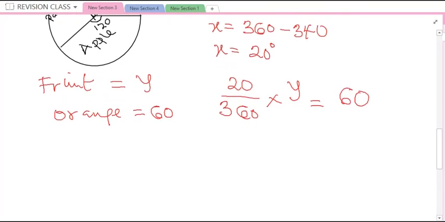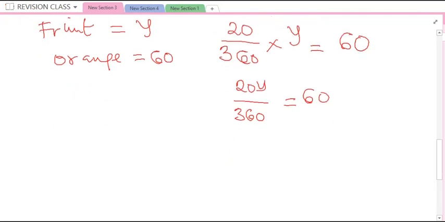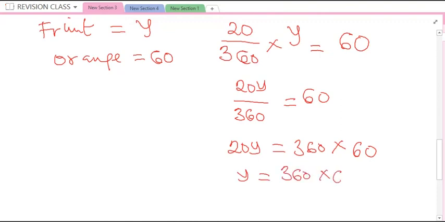So from here I can multiply. I'm going to have 20 times y, that will give me 20y divided by 360. Everything equals 60. So we can cross multiply. If we cross multiply, we're going to have 20y equals 360 times 60, meaning your y will simply be 360 times 60 divided by 20.